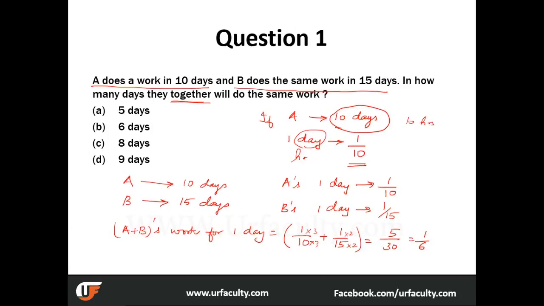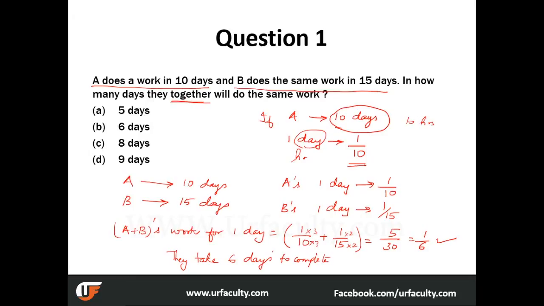So A alone can complete 1 by 10th of the work in one day, B 1/15th of the work in one day. If they work together, they complete 1/6 of the work in one day. So how many days will they take? It's a reciprocal, right? You just need to say that they take 6 days to complete the work.